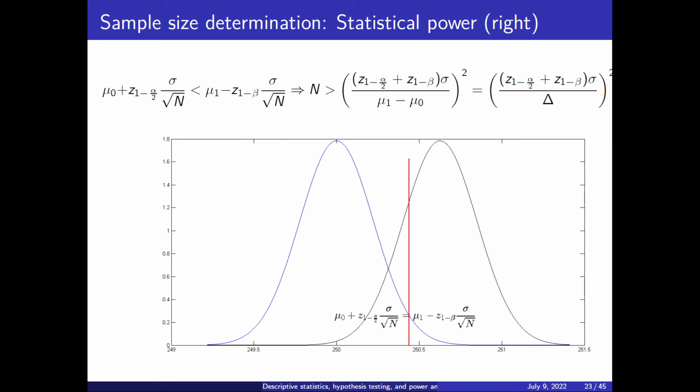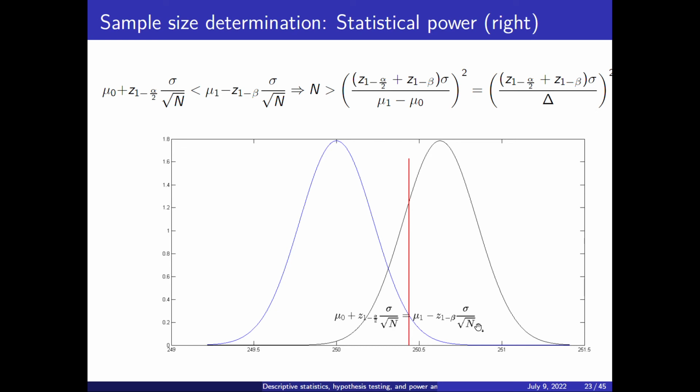When it is centered around 250.5, this area in black is beta. You decide what beta is. So let's say it is 10% or 5%. Okay, and then you have everything, and we will not enter into the equations here, but you know everything except n.